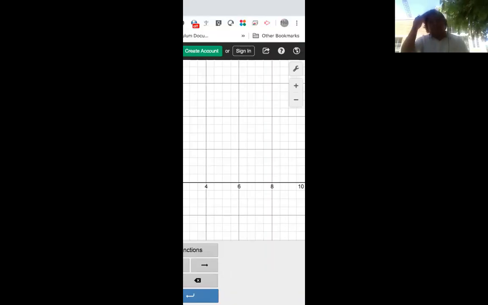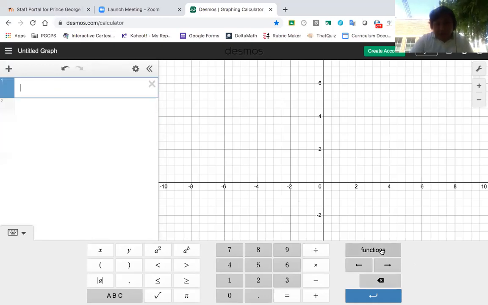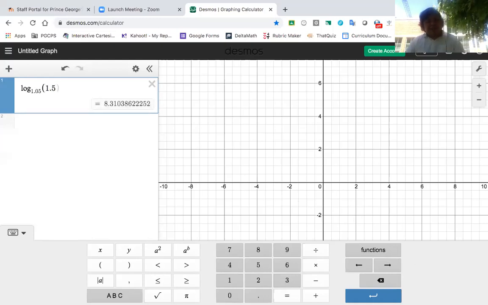Share Desmos. Here we go. All right, so let's cancel this one. What we are looking for is the logarithm. First it's asking for the base. The base is 1.05, and then the power is 1.5. In this particular case, the answer is 8.31. So this was the answer if we actually do it straightforward.